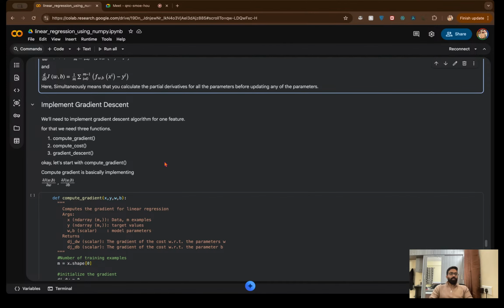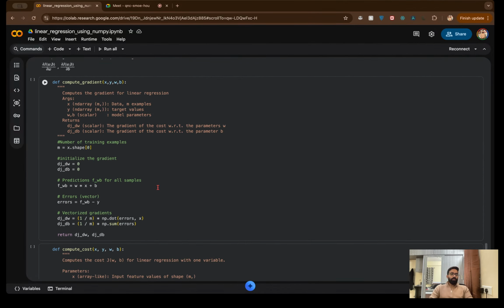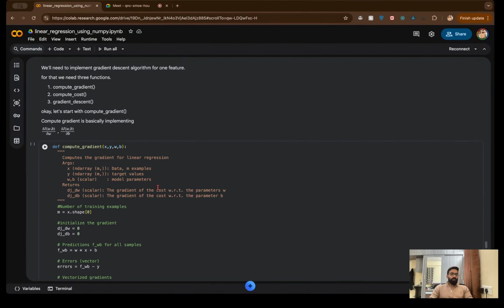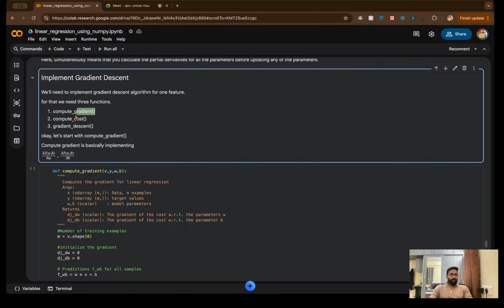Now let's implement the gradient descent. Now we have the formula, so we can implement gradient descent. Why are we implementing gradient descent? To get our values of w and b. We'll need to implement the gradient descent algorithm for one feature. For that we need three functions: compute gradient, compute cost, and gradient descent.